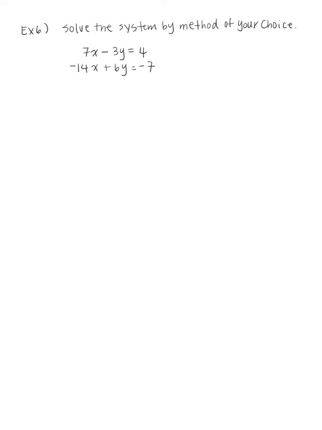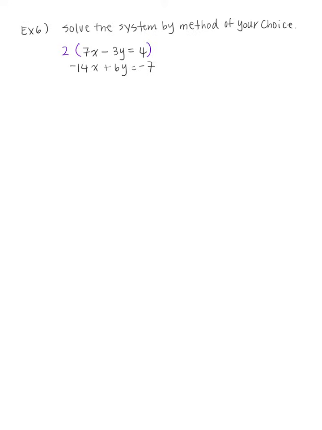Now, it doesn't really matter which one you want to get rid of here. They're equally easy to find a nice constant to multiply so that I can kill the x or the y. So how about this? Let's kill the y. So what I need is, I need this to be negative 6y. So negative 3 times what is going to give me negative 6y? That's going to be 2. So what I'm going to do is multiply the top equation by 2, and I'm going to use the addition method.